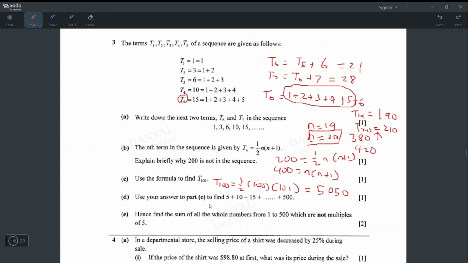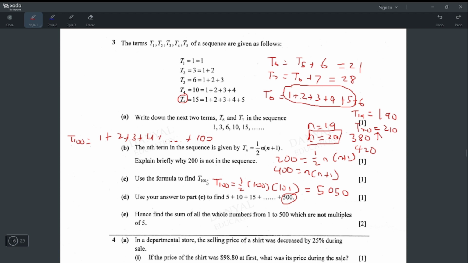Use your answer to part C to find 5 plus 10 plus 15 plus up to 500. Okay, so now this one requires a bit of logical thinking. So we know that T100 is 5050, and we also know that T100 is just equal to 1 plus 2 plus 3 plus 4 plus so on until plus 100. And what the question wants is 5 plus 10 plus 15 plus up to 500. So multiples of 5 basically. I noted that the ending is actually 500, which is 5 times 100.